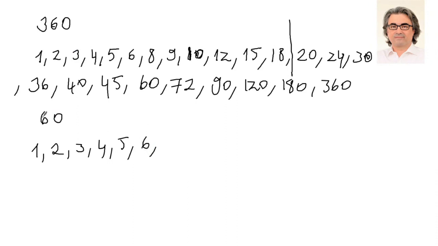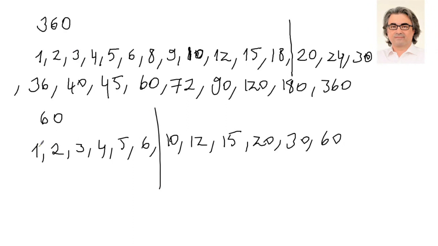6 times which number gives you 60? 10. 5 times 12. 4 times 15. 3 times 20. 2 times 30. And 1 times 60. I wrote here by thinking 1, 2, 3, 4, 5, and 6. After that, I don't need to think on it. Okay? To find 10, 12, 15, 20, 30, and 60.